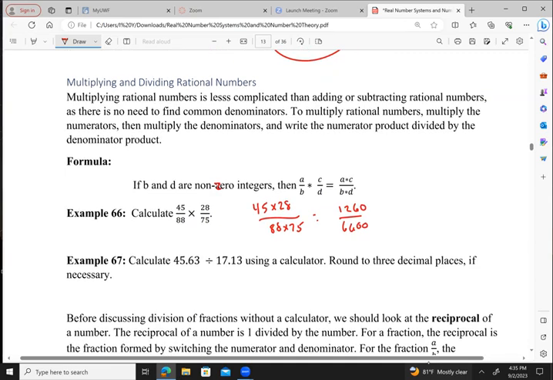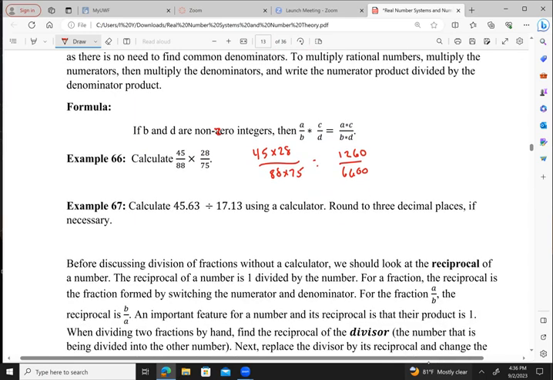Now, it doesn't say anything about reducing it, so I wouldn't go through the trouble, but it definitely can be reduced. I can see 10 easily, but we'll come to that later if it comes up.